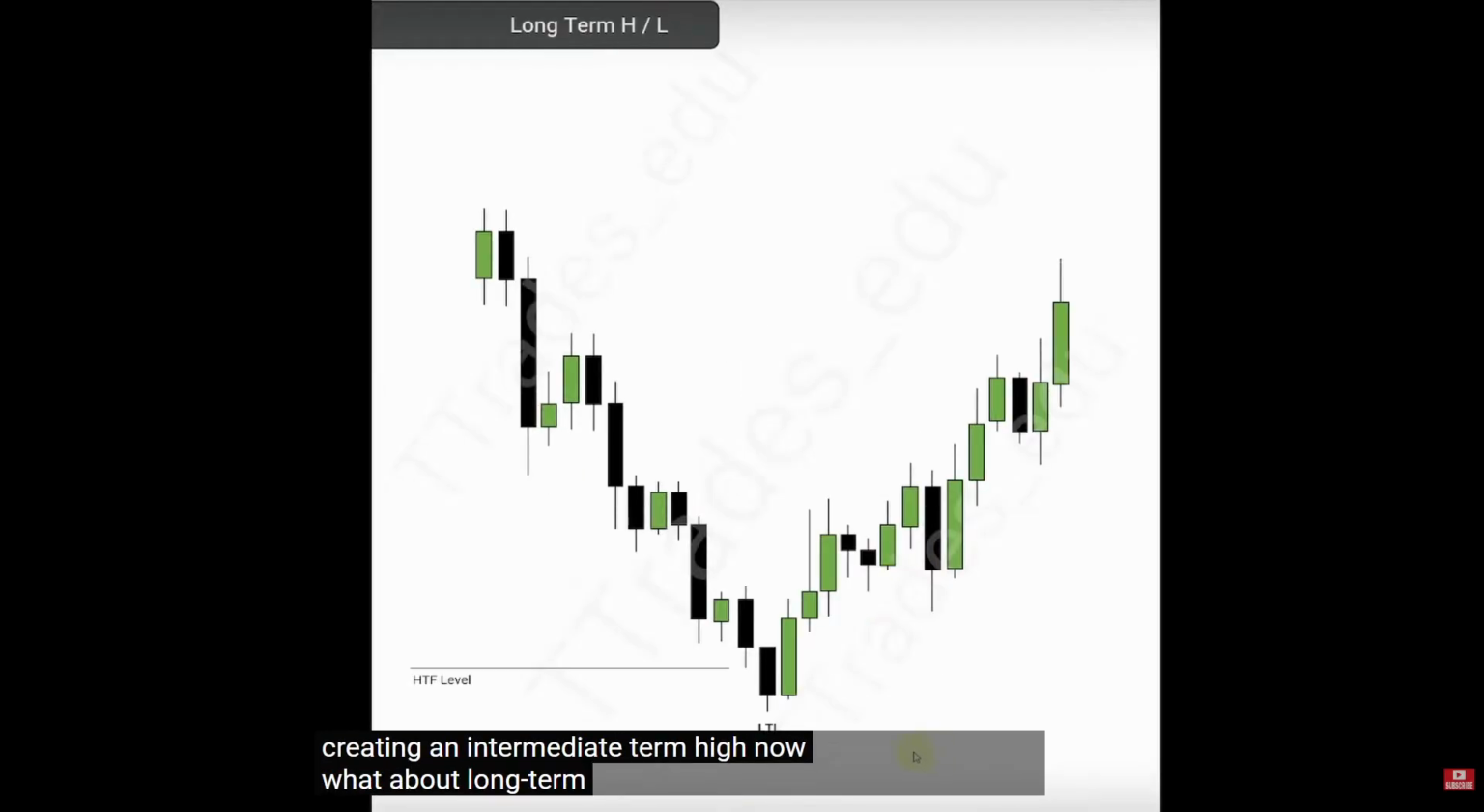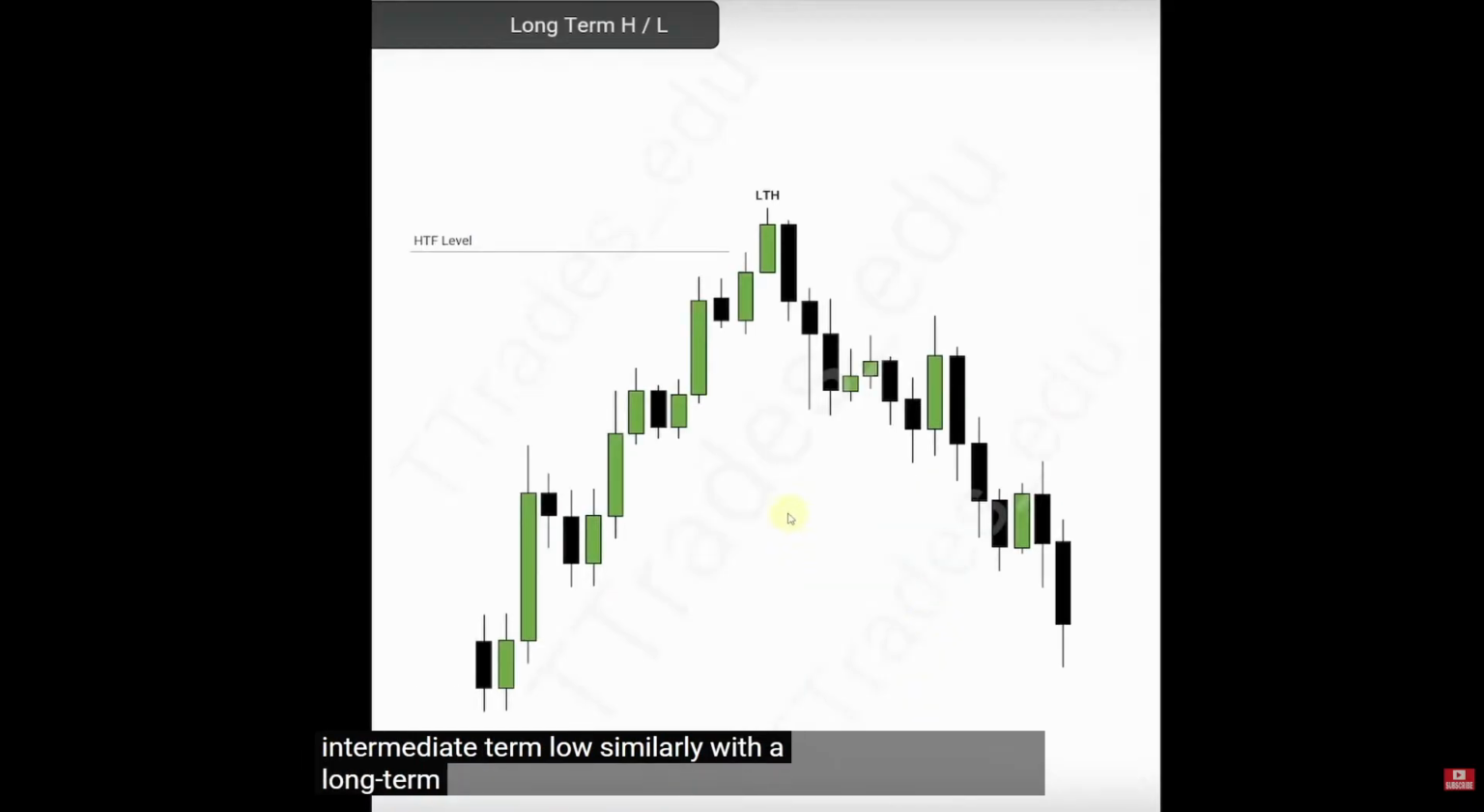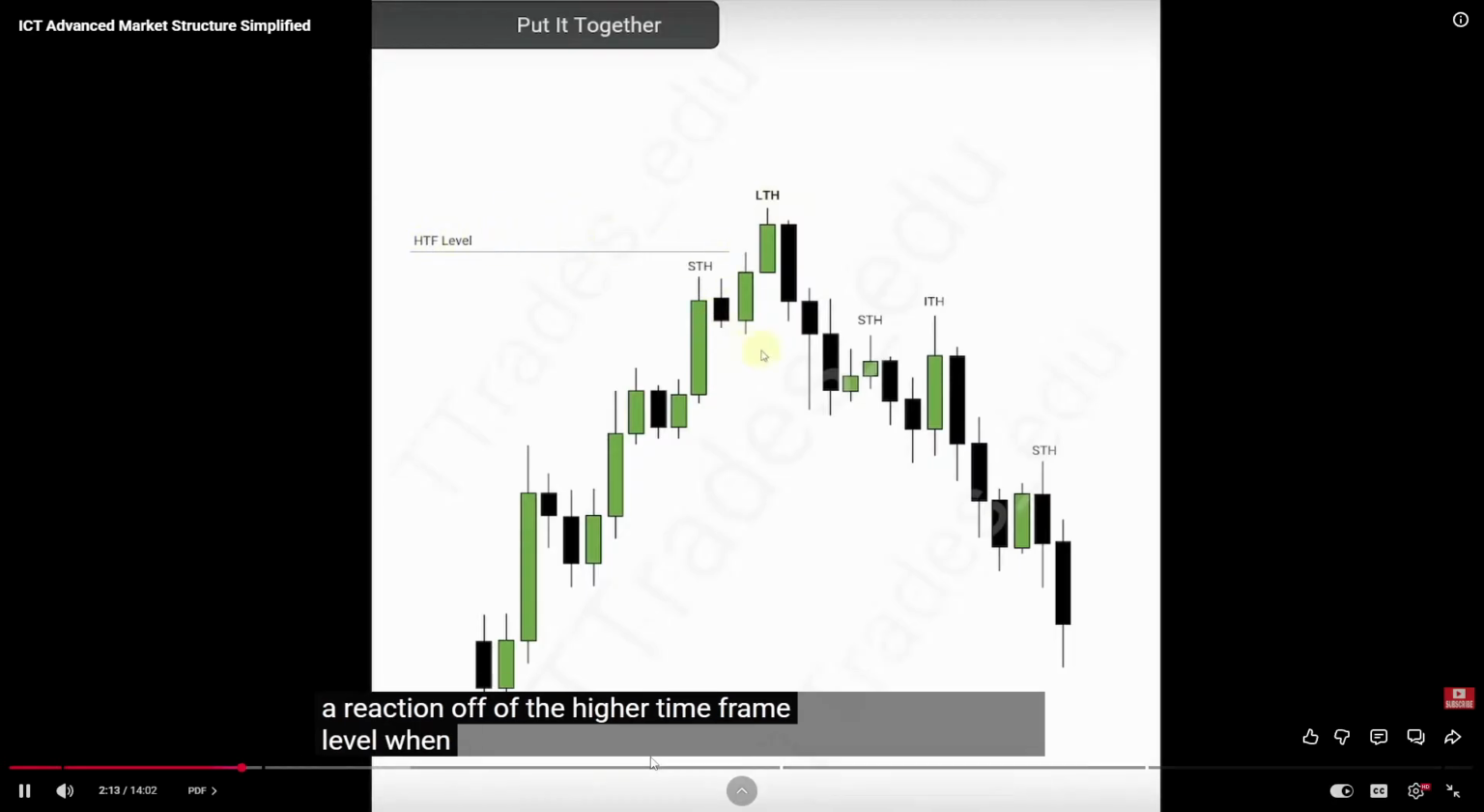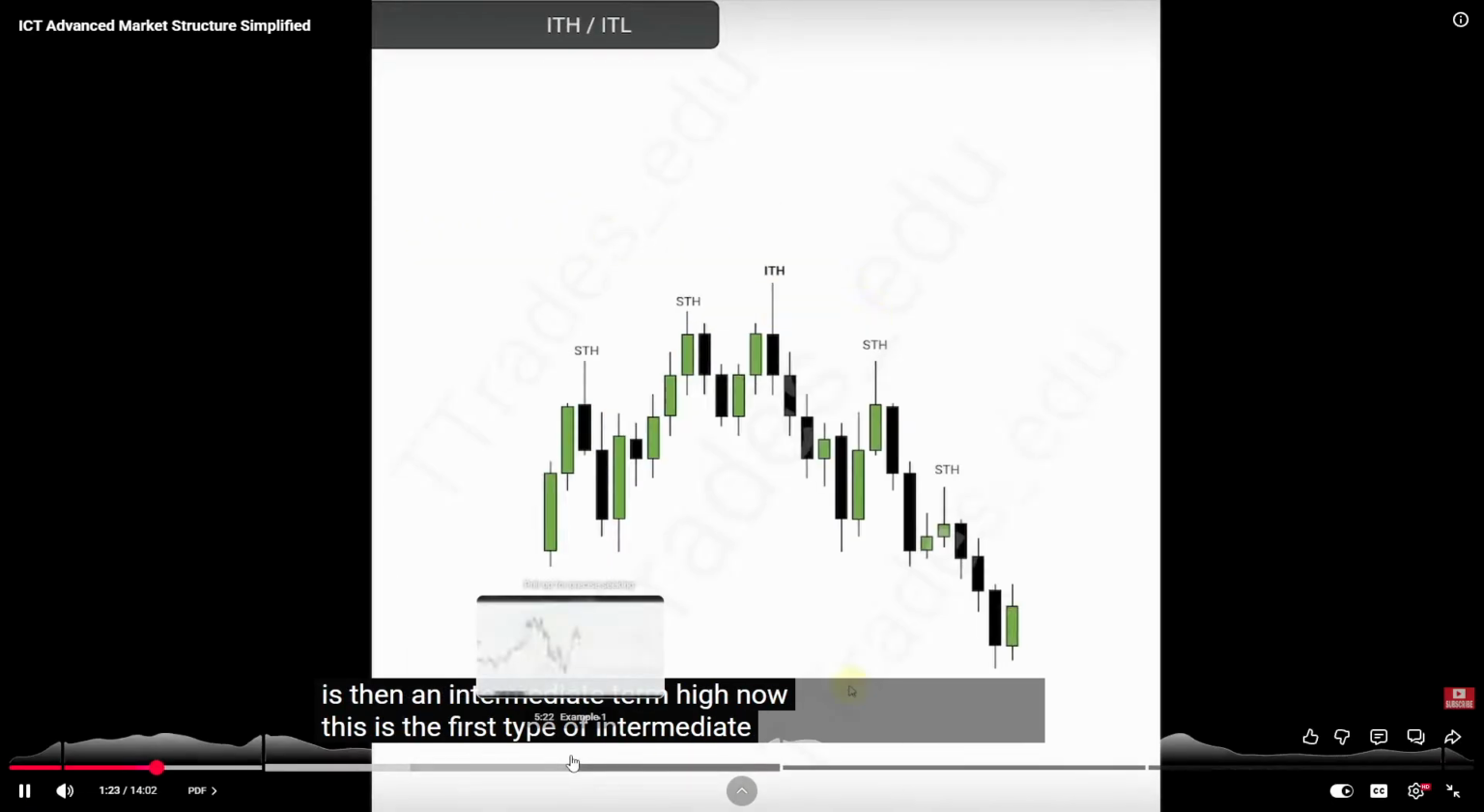Now, what about long-term highs and lows? A long-term low is the low that is formed off the reaction of the higher time frame level. So for example here, this would be our long-term low. Now we look to our left and we want to find the intermediate term low. So we have a short-term low, and then another short-term low. But what is a short-term low? With a short-term low on the left and the right, that is an intermediate term low. Similarly, with a long-term high, it is formed when we get a reaction off of the higher time frame level, and when it trades away, we look for the intermediate term high and low.